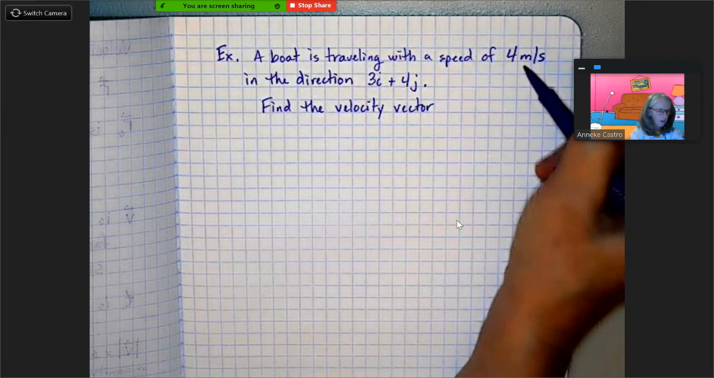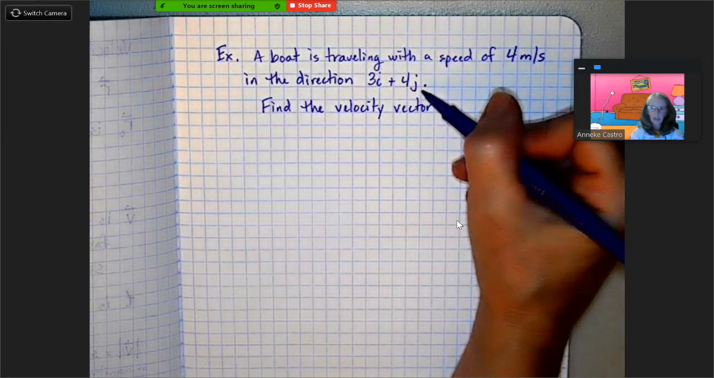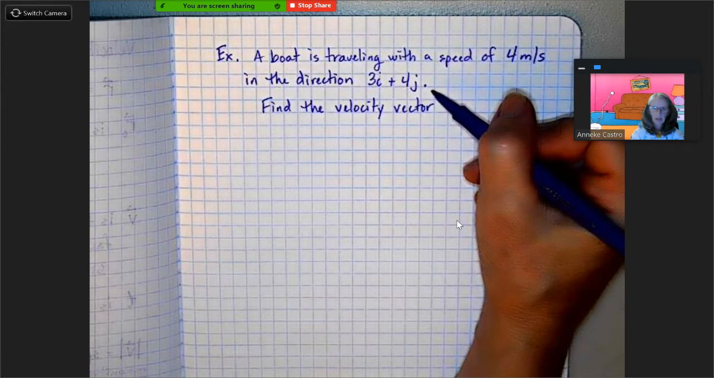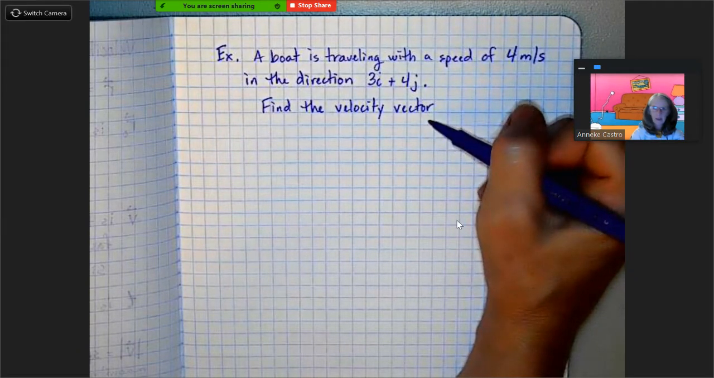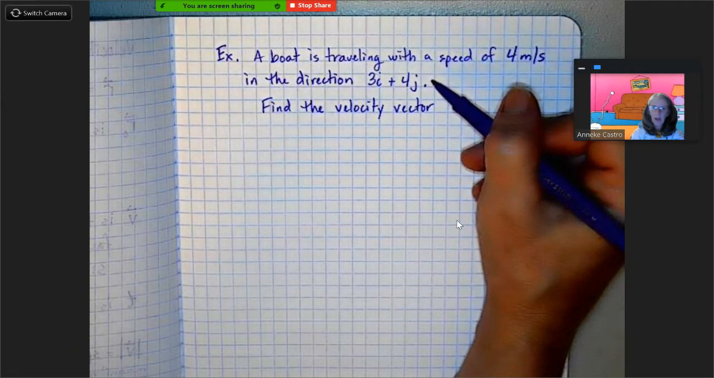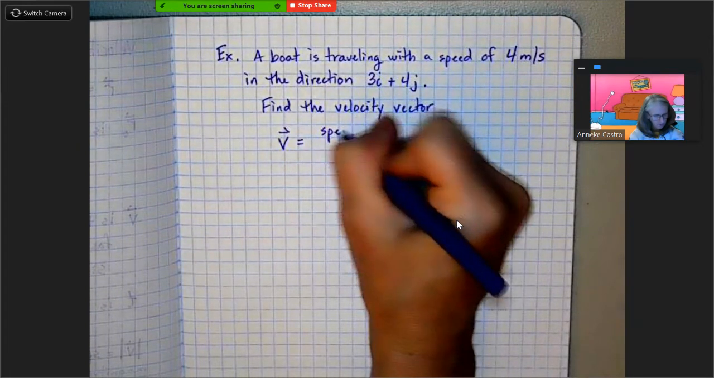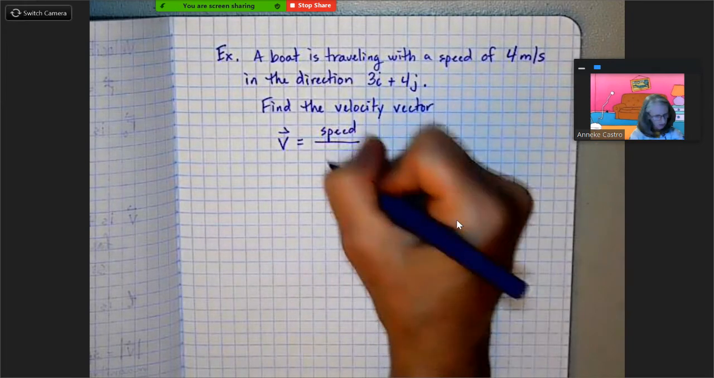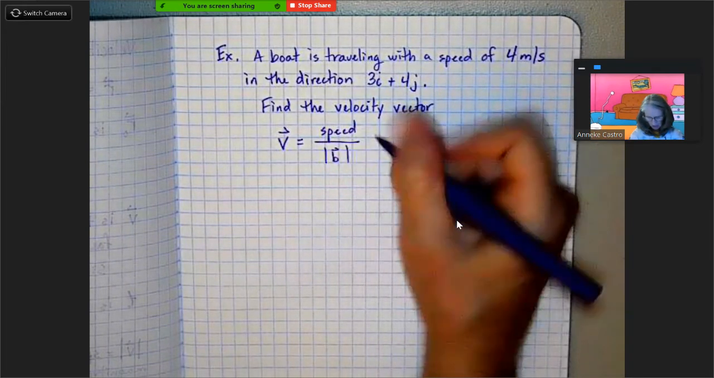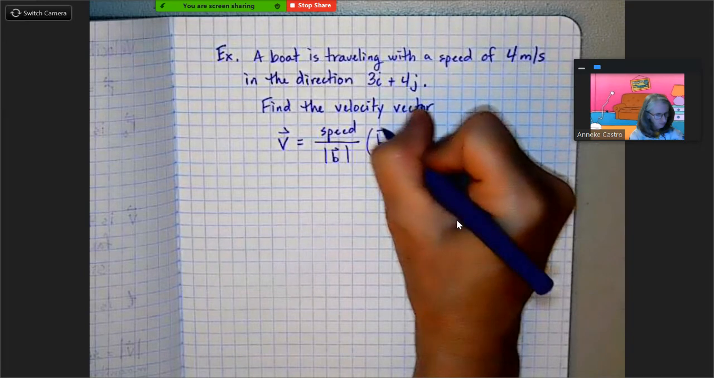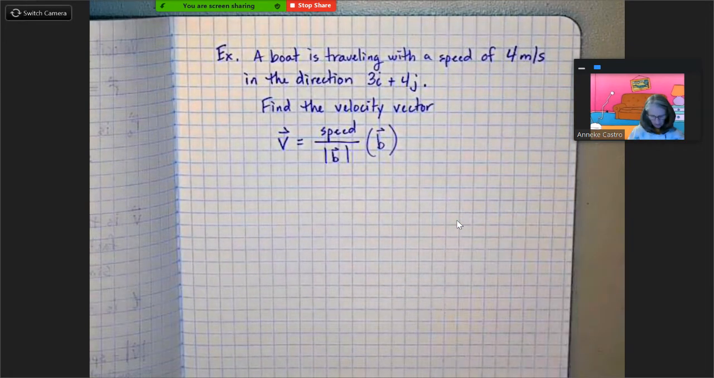So I know how fast it's going, and I know the general direction that it's going. This is a direction vector. It's just telling me that it's parallel to the velocity vector. So it's basically like knowing the slope of a line, but not knowing its y-intercept. So I'm going to use my little formula. The velocity vector is equal to speed divided by the magnitude times the vector. Let's fill this in.